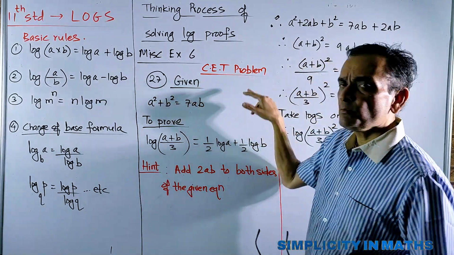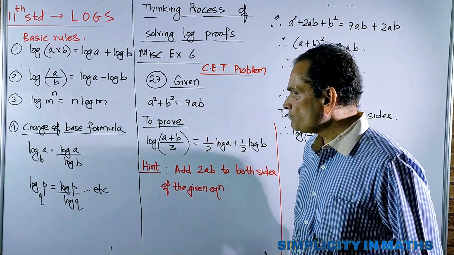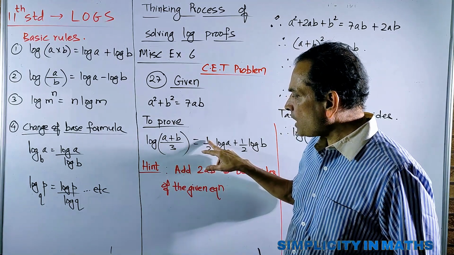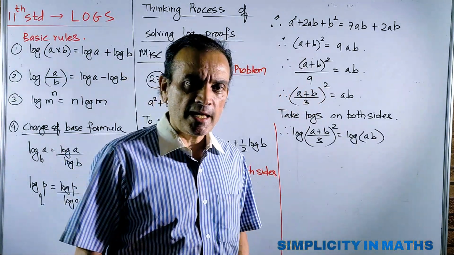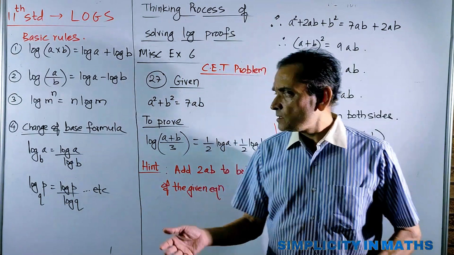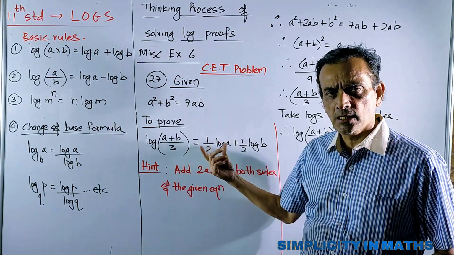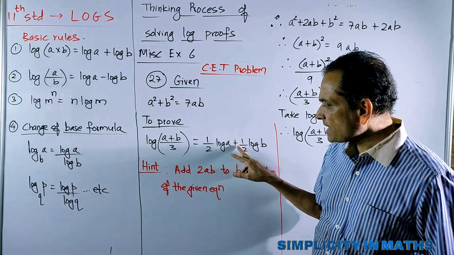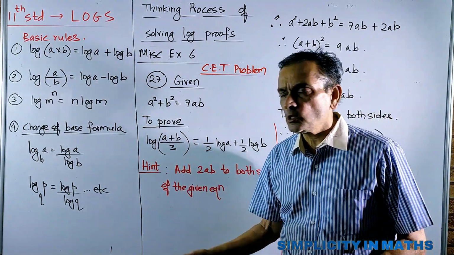Problem number 27, CET problem. Given a squared plus b squared equal to 7ab, to prove log of (a plus b upon 3) is equal to half log a plus half log b. Now obviously when this was asked in one CET exam, CET में to prove नहीं रहता है, you have to choose the correct option. So in the CET exam 4 options were given, out of which we have to prove this. Textbook में to prove है, but in CET they are given 4 options like this. एक ऑप्शन में प्लस साइन है, एक ऑप्शन में माइनस साइन है, एक ऑप्शन में 4 है, and so on. Now it has been told that you have to prove this.